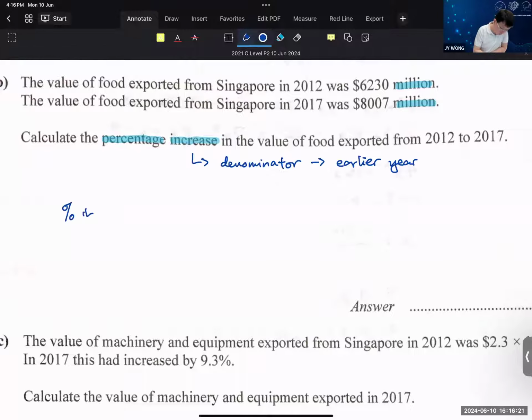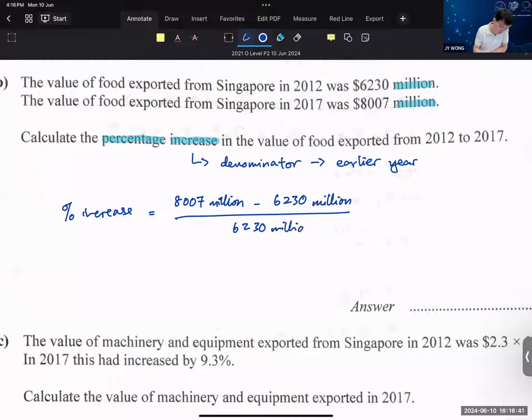So percentage increase is equal to 8,007 million minus 6,230 million out of 6,230 million. And in this case, you realize all got million, so actually the million will just cancel out and then you times 100%. In this case, it's like you can factorize out the million to cancel. Okay, press your calculator. I think you will get 28.5% in 3SF.